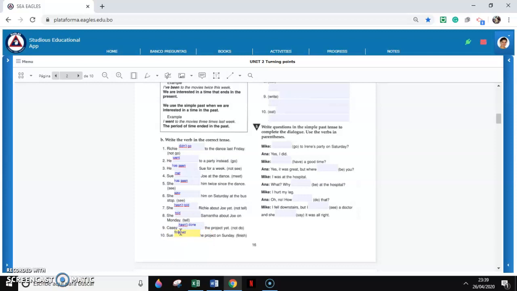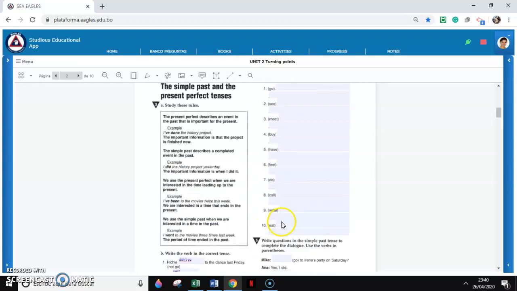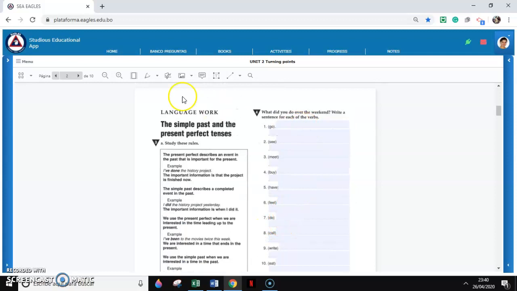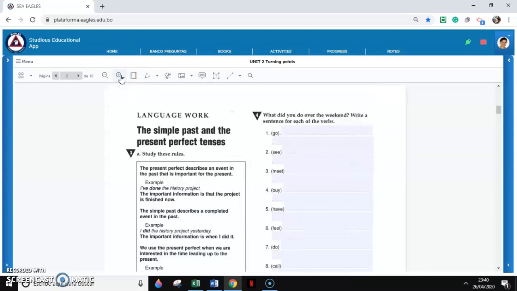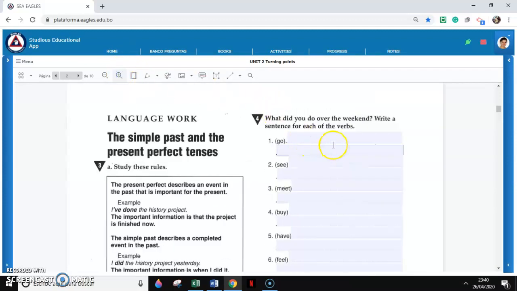Let me just check this. There we go. So Sue finished the project on Sunday. So let's go to exercise 4. We're going to zoom it a little bit. There we go. So what do you do over the weekend? Write a sentence for each of these verbs.